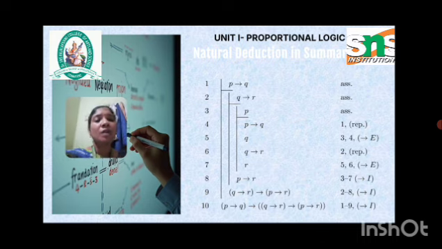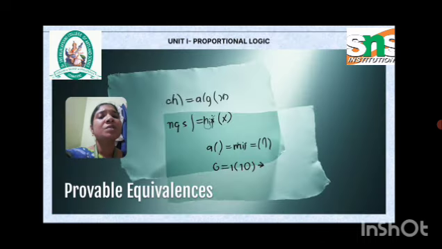In this following method, we will use the condition introduction and the condition elimination. Through this theory, we will reduce this proof, and we will finally note the theorem as proved as a final one. The next one is provable equivalence.